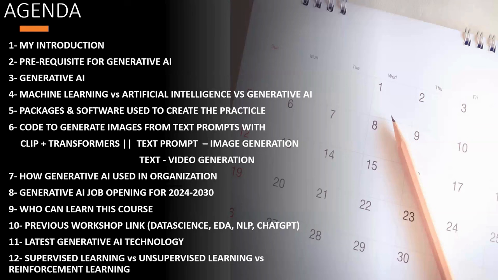And the seventh point: how generative AI is used in organizations, what the job openings are for 2024 to 2030, who can learn this code, previous workshop links, and what next. So 2 years back we had AI, and after 2 years we have generative AI. And what are the different branches in 2025-26? What are the extensions of everything that comes under data science? And then I'll give you a complete differentiation between supervised learning, unsupervised learning, and reinforcement learning. So these are the topics we're going to cover.